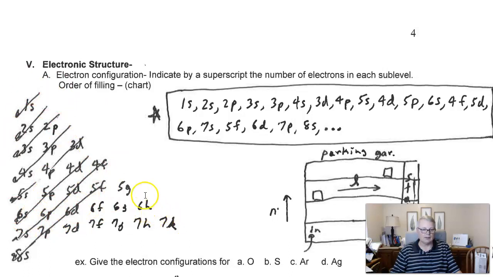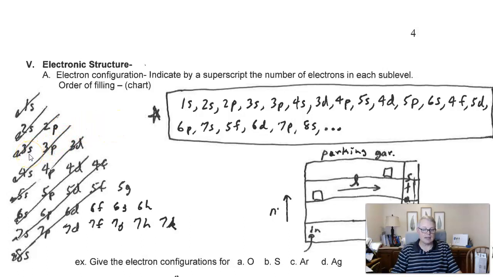Good. Okay? Side note, how many electrons can I fit in an S? 2. So how many electrons in the first energy level? 2. How many can I fit in an S? 2. How many can I fit in a P sublevel? 6. What's 2 plus 6? 8 electrons in the second energy level.